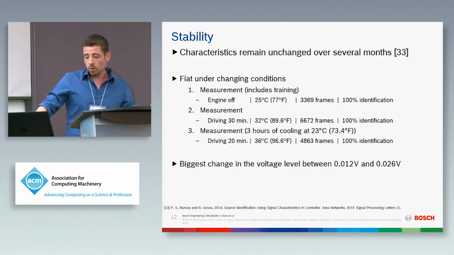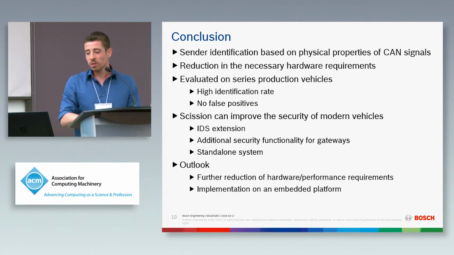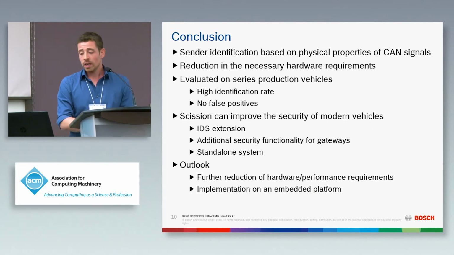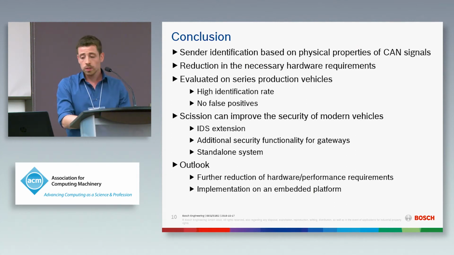Okay, then my conclusion. We have shown sender identification based on physical properties of the CAN signals, and we've shown a reduction in the necessary hardware requirements due to the sampling rate. And this, of course, also requires less computational effort because we record fewer values. We evaluated our approach on 2 series production cars, and had a high identification rate of over 99%, no false positives.